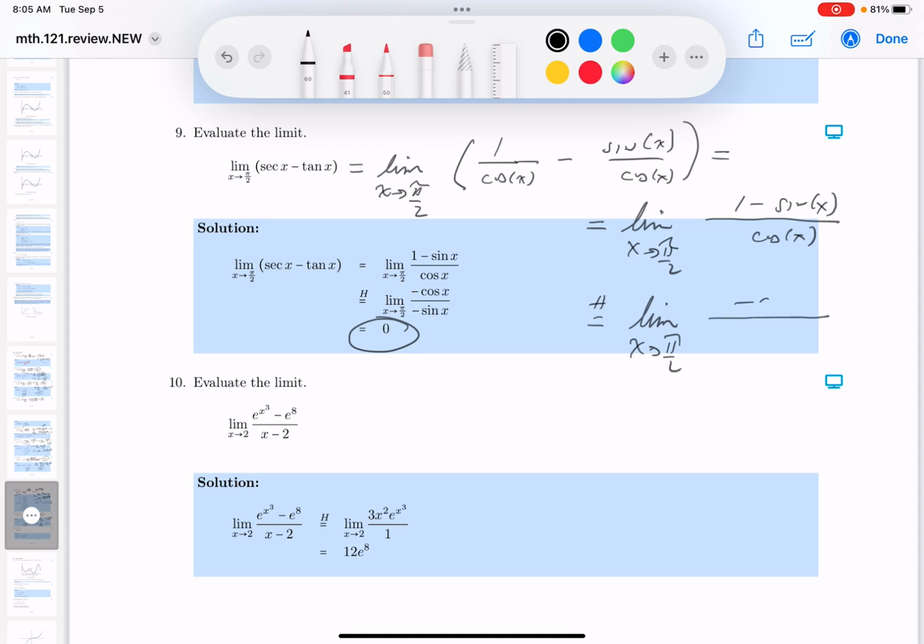And derivative top is going to be minus cosine of x. Derivative bottom is going to be minus sine of x. What do you get here? Relatively simple. As you go towards pi over 2 for cosine, it's going to be 0. And the bottom would just be minus 1. So you still get 0. All right? Thank you.